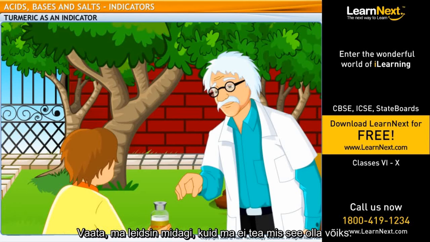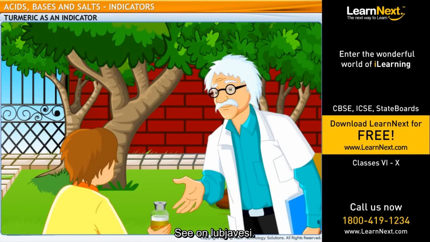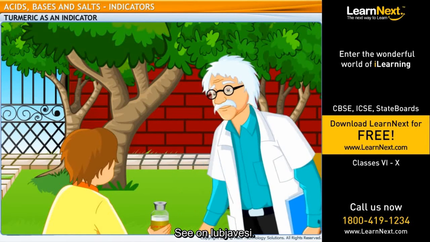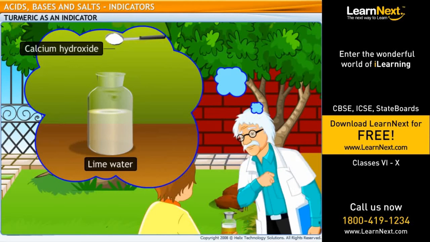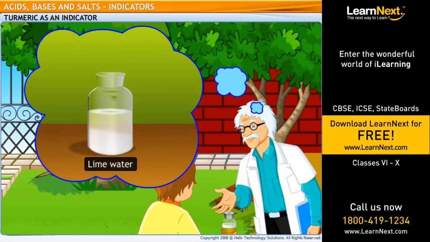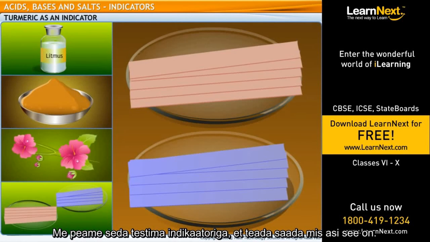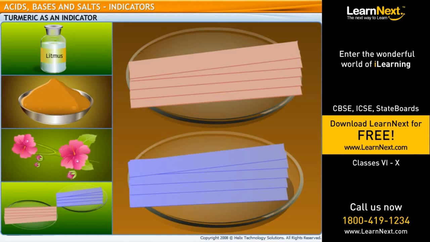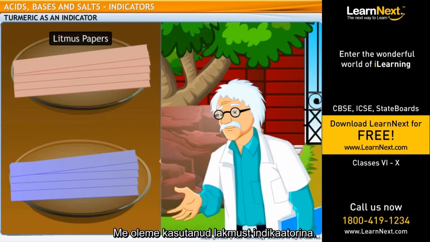Look, I found something. But I don't know what it is. This is lime water. It is made by dissolving some lime in water and allowing it to stand for some time. We must test this with an indicator to check what it is. We have been using litmus as an indicator.